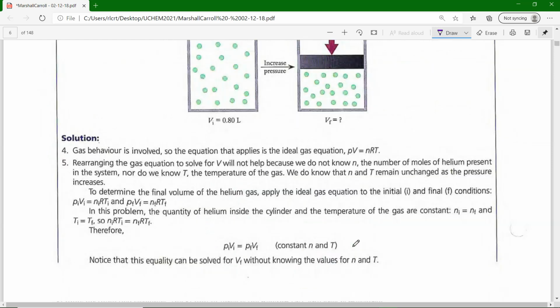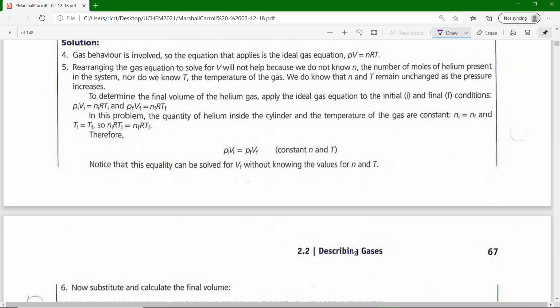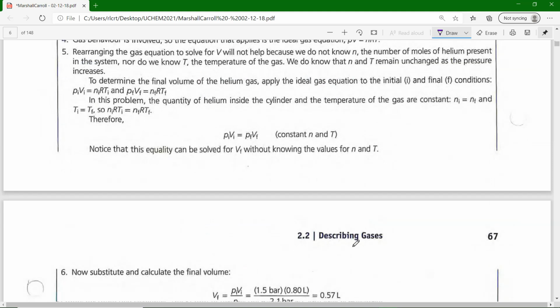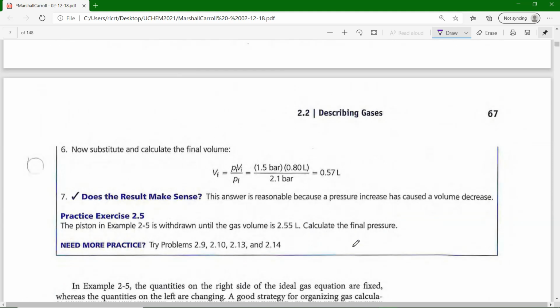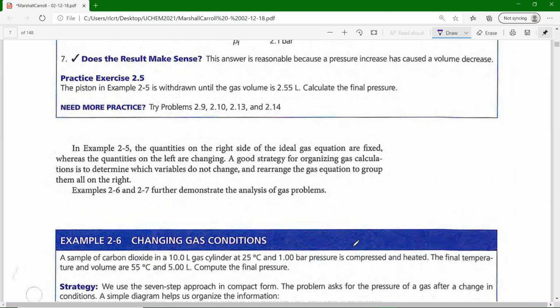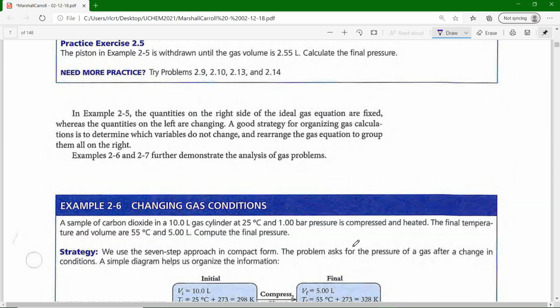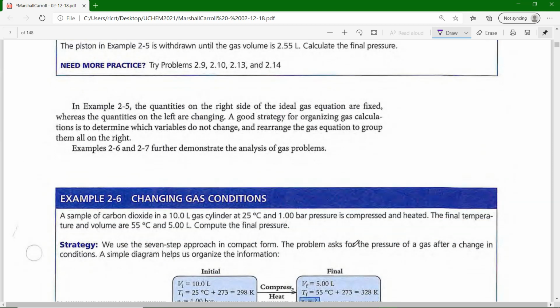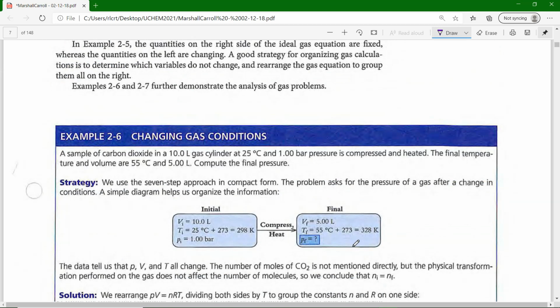The book uses i's and f's; I used 1's and 2's. So V2 is P1 V1 over P2, and that gives 0.57 liters. You can go through that; I did an example of that before. A good strategy for organizing gas calculations is to determine which variables do not change and rearrange the gas equation to group them all on the right. So you're isolating the thing that is going to change on the left.